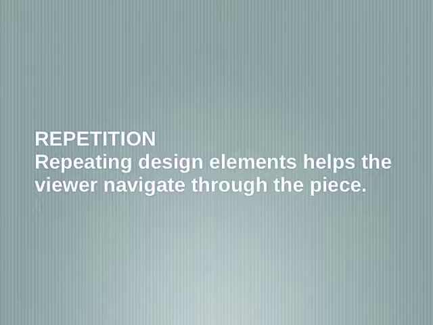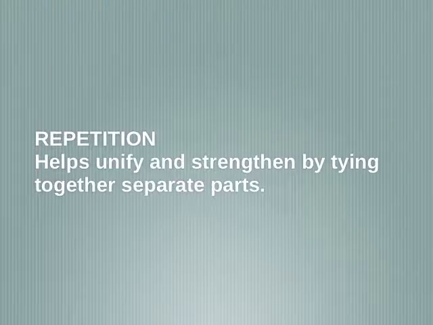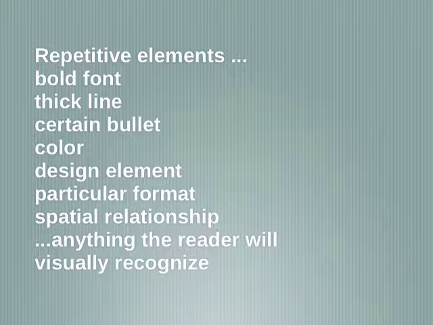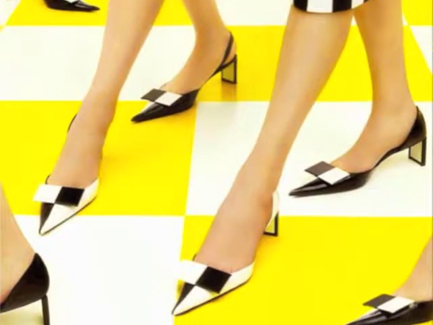Repeating design elements and consistent use of type and graphic styles within a composition helps the viewer navigate through the piece. It also helps unify and strengthen by tying together separate parts. The repetitive elements could be a bold font, a thick line, a certain bullet, color, design element, particular format, or spatial relationship. It can be anything that a reader will visually recognize.